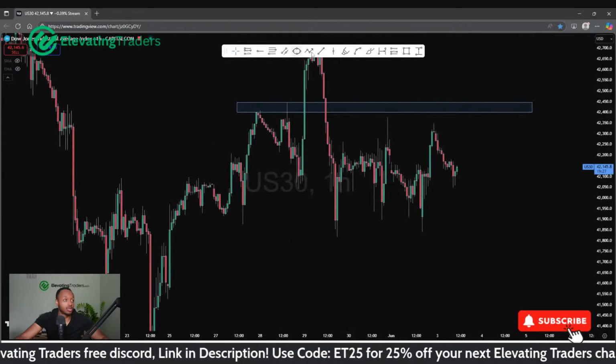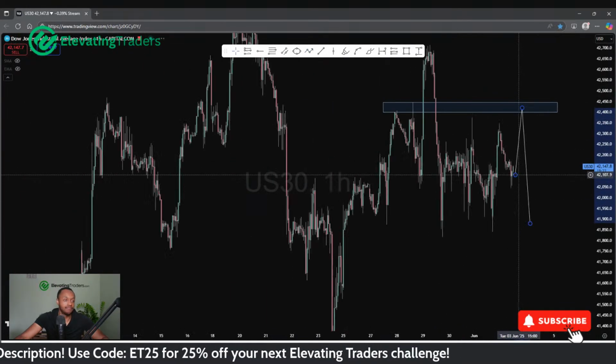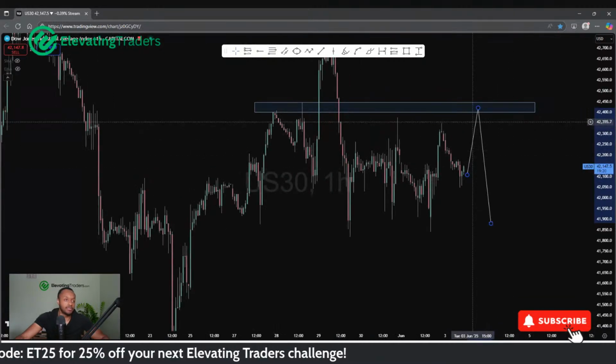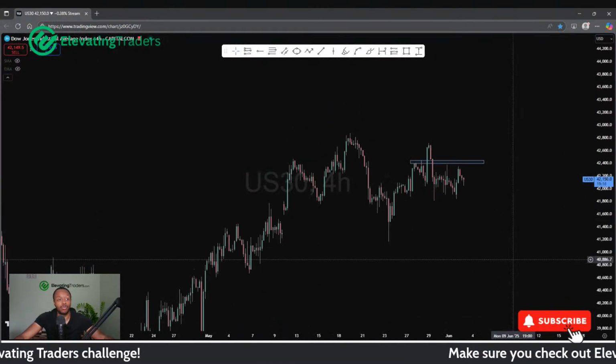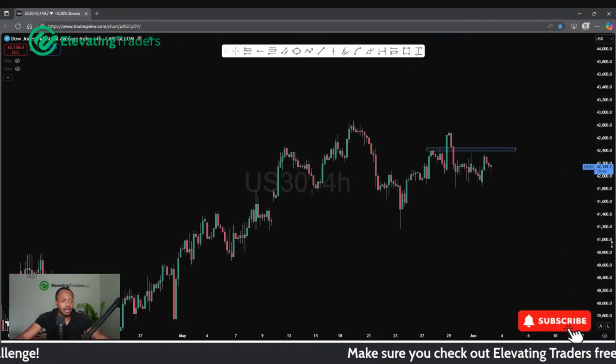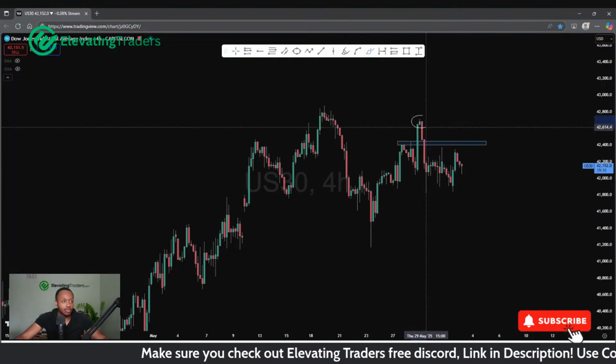I still think shorts look good. They're basically taking advantage of the range at the high. So I think shorts are still good there. In terms of the longs, though, I'm not quite sure about the longs. Overall, I'm very bullish on US30, but we're quite flat right now. I don't like the fact that we formed a lower high here.